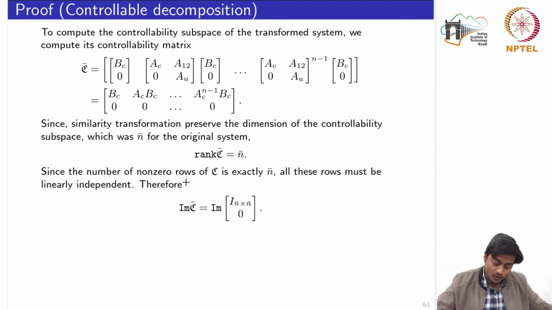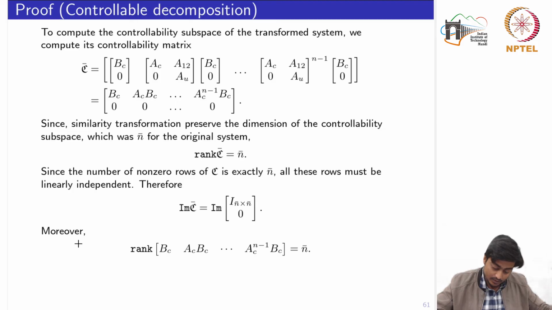So since the number of non-zero rows of C bar is exactly n bar, all these rows must be linearly independent. Therefore, we would have the image of C bar equal to the image of the identity matrix of dimension n bar and 0 for the rest of the dimension. Okay. Moreover, this n bar is not equal to n. Otherwise, the system would have been controllable.